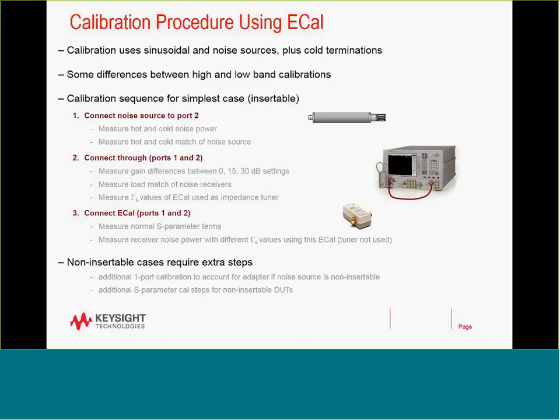So calibration, for those of you that are familiar with the network analyzer, the PNA, is really not that much more complicated than the vector cal. The vector calibration is done using either an ECal or a mechanical cal kit. And the noise figure portion is calibrated using either a noise source or a power sensor. Those techniques are available to you, and you can select which one you want. We'll talk a little bit more about the accuracy differences between the two.